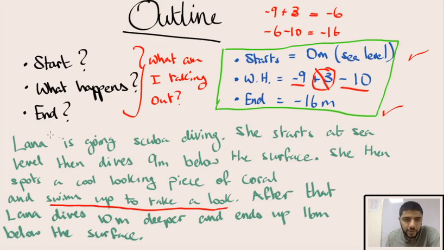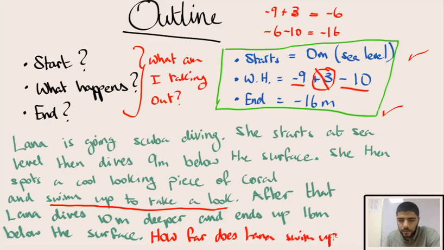So my question now can be this: how far does Lena swim up to look at the coral, right? And so right now I put the whole story together, but in the end, after that, I can actually ask my question, which is how far does Lena swim up? Okay, and so I know that I'm looking for this answer. I'm looking for an answer of 3 meters, or positive 3 meters.